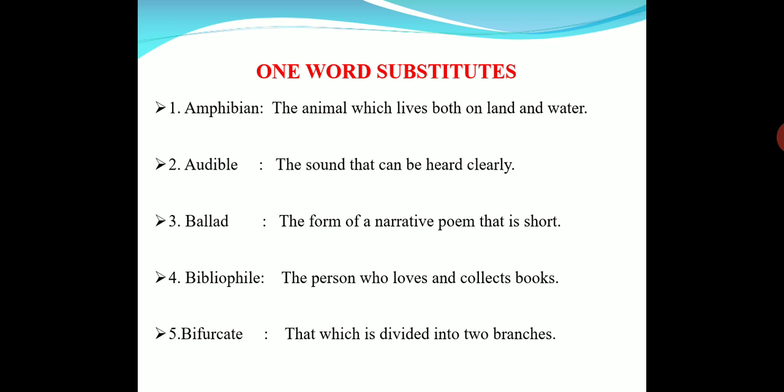Next, audible. Audible means the sound that can be heard clearly. Nowadays, this word we use very much, especially in online classes. Am I audible? Means, the sound that I make while speaking, can you listen to that? Can you hear that? That's the meaning. Audible, visible. Visible means can you see? These are the common terms that we use daily in online classes.